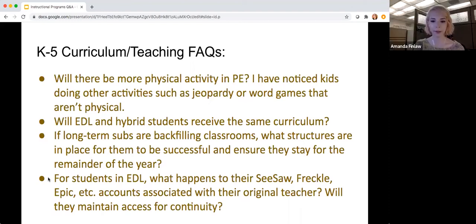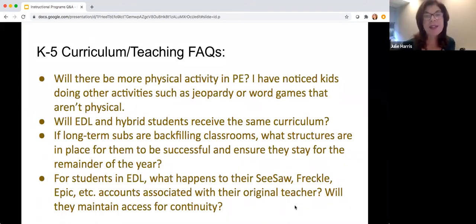For students in EDL, what happens to their Seesaw, Freckle, Epic, or other accounts associated with their original teacher? Will they maintain access for continuity? Students in EDL will have access to the accounts that their EDL teacher sets up for them. So if it's a Seesaw account, the EDL teacher sets up the Seesaw account, and they will have access to that. There may be a little bit of shifting with programs that the teachers use, just like it is now, because teachers get to select the curriculum and the applications that their students use. But we're trying to maintain as much continuity as we can for students and learning.